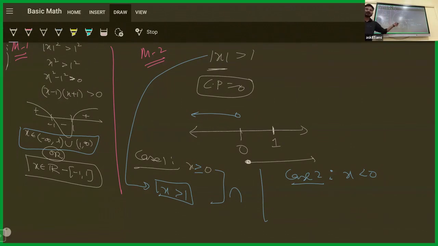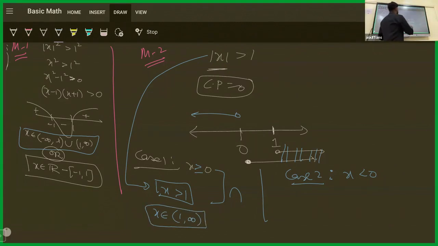Yesterday I was telling you the same thing, how to take intersection of two intervals. So x greater than 1, something like this we will get, yes or no? And what is common between these two? The common part is open 1 to infinity. So from the first case we are getting x belongs to 1 to infinity, yes or no?